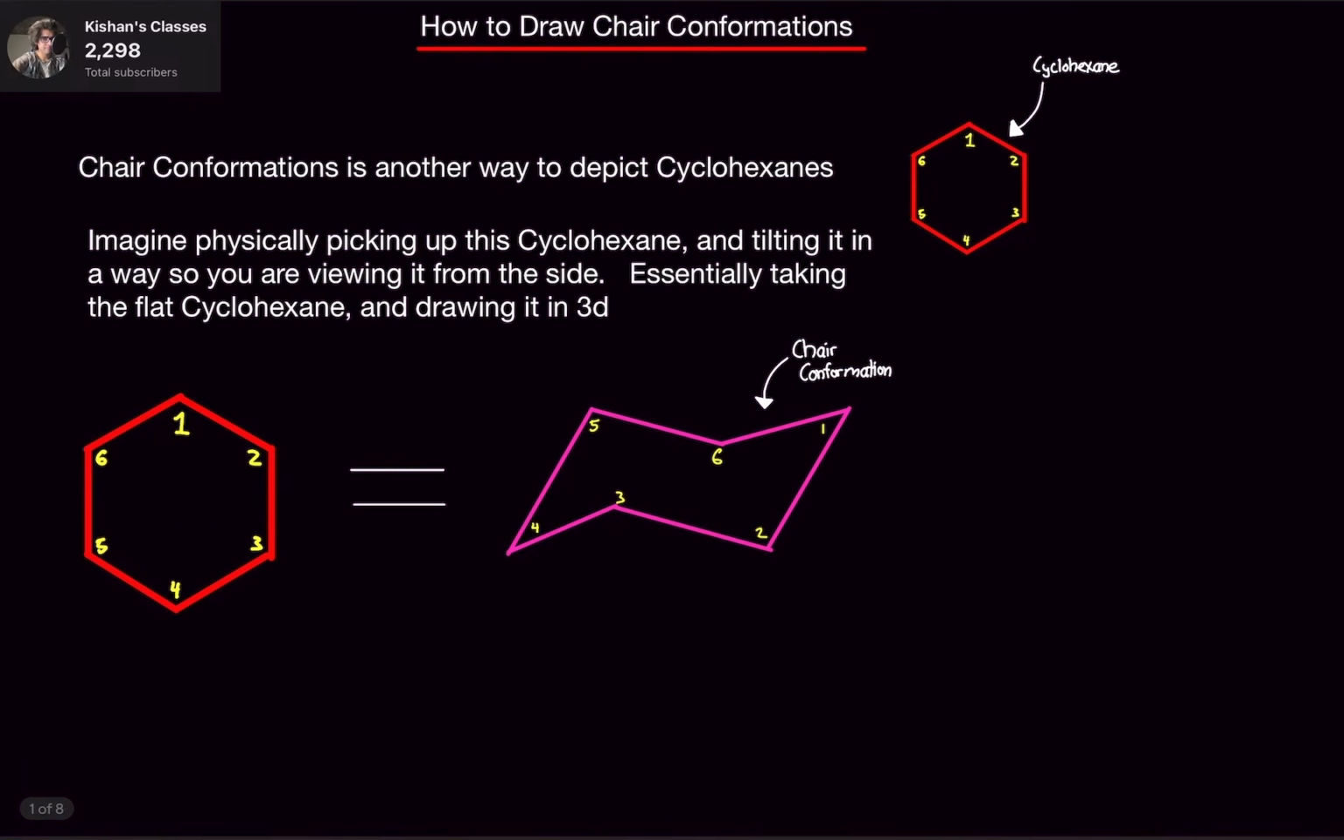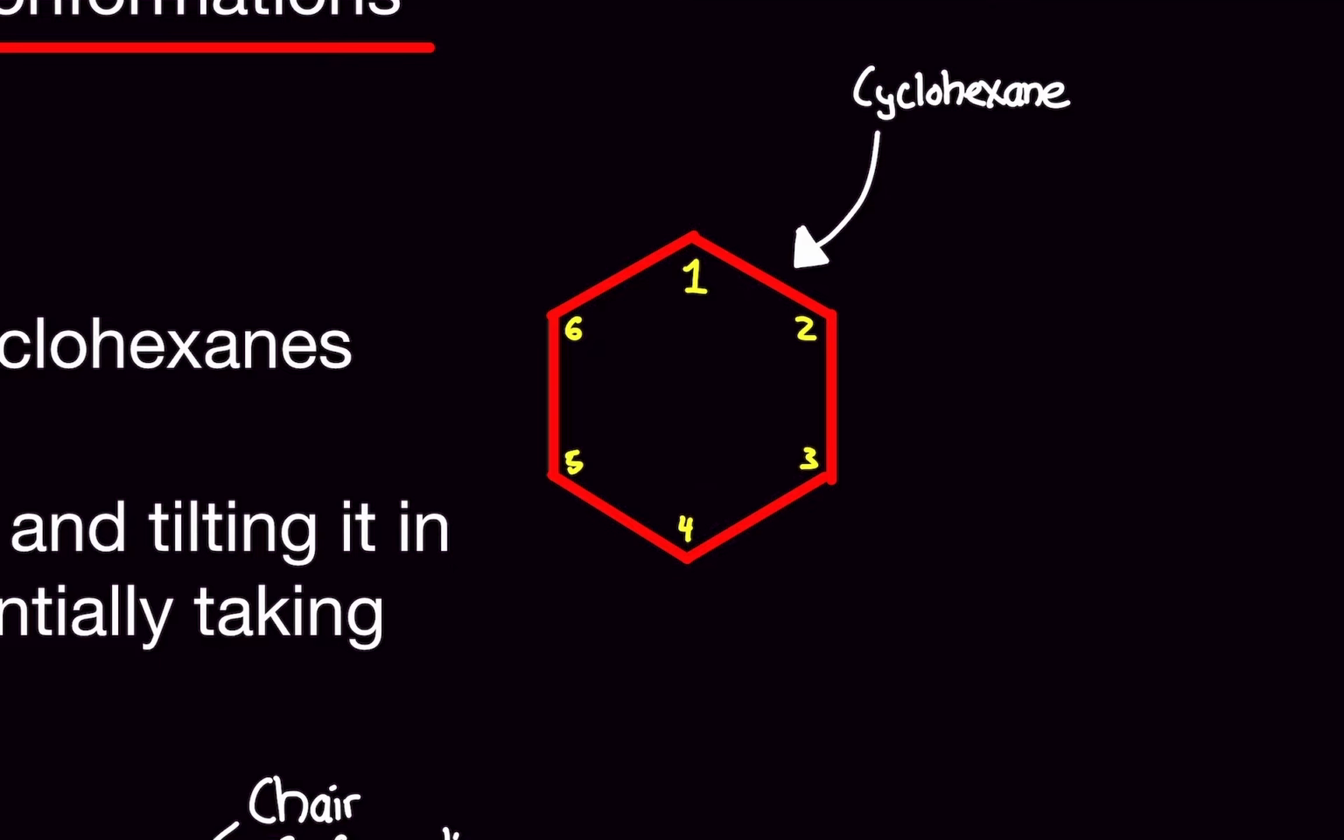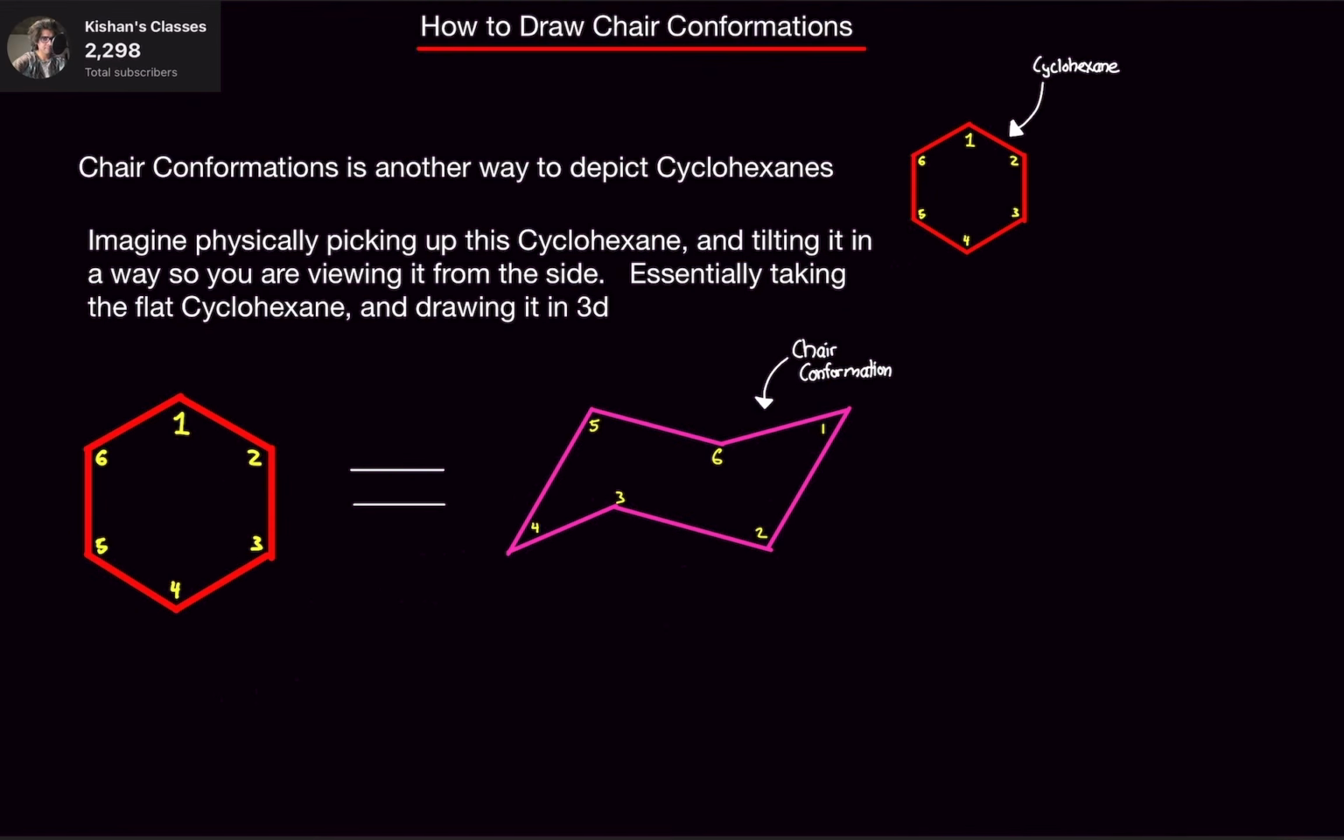What is a chair conformation? Well, a chair conformation is basically another way to depict cyclohexanes. Cyclohexanes are basically ring-looking molecules made up of 6 carbons, like a hexagon. Now, if you're a flat earther, I'm sorry, but you're going to hate me. What we're going to do here is take a 2D molecule, our cyclohexane, and turn it into a 3D molecule. What? Yeah, that's what we're doing. So this is a chair conformation. It's essentially a 3D depiction of it.